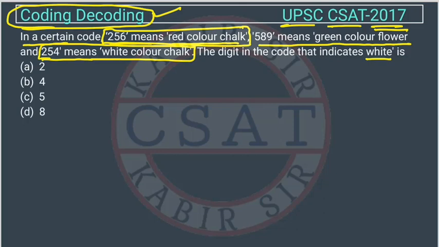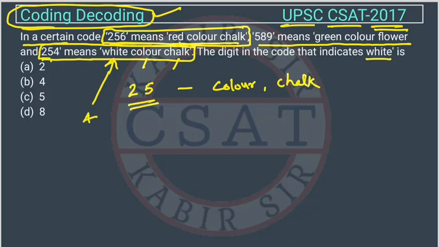So how will we normally solve this? We will see what is common in this, like 256 and 254. Here we have two things common, 2 and 5, right? And in the words we have what common? Red color chalk, and here is white color chalk. So color and chalk is common. So what is remaining here? White. So white will be coded as 4, right? Because 2 and 5 are already taken. So the code for white will be 4. So the answer will be option B.